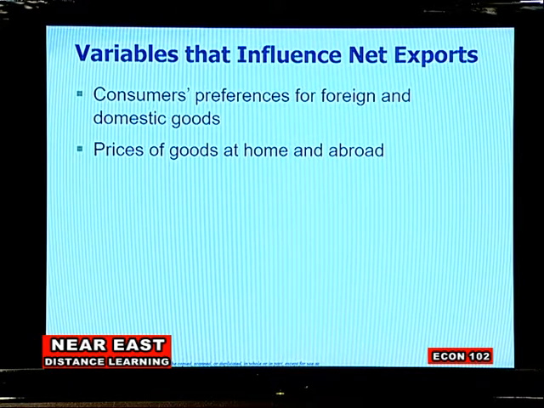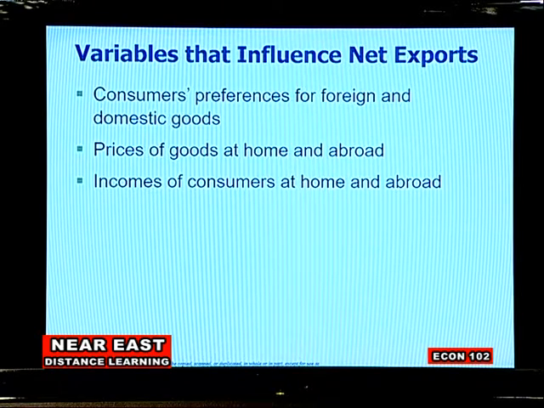Prices of goods at home and abroad. If the price of goods at home is very low, then that will affect the prices of goods and services abroad. And if, on the other hand, foreign goods are cheaper than the local goods, then people are more likely to consume more foreign goods. So prices of goods and services are factors that also determine net exports.